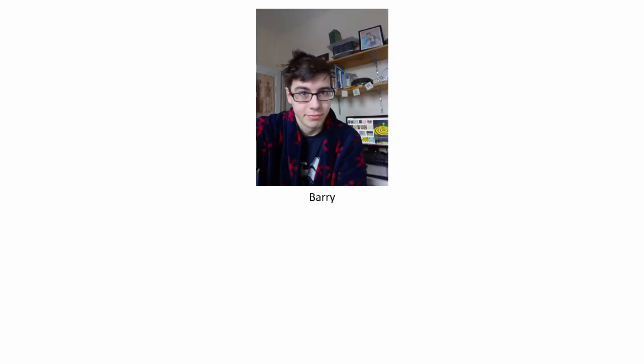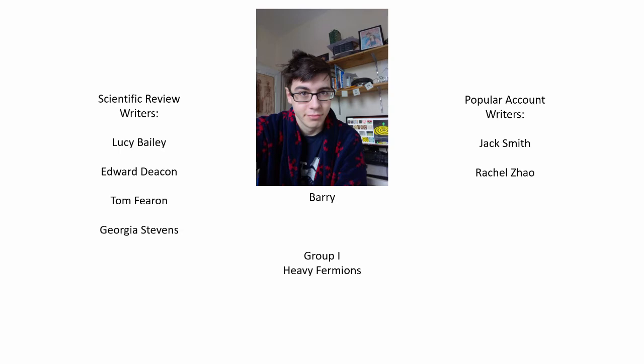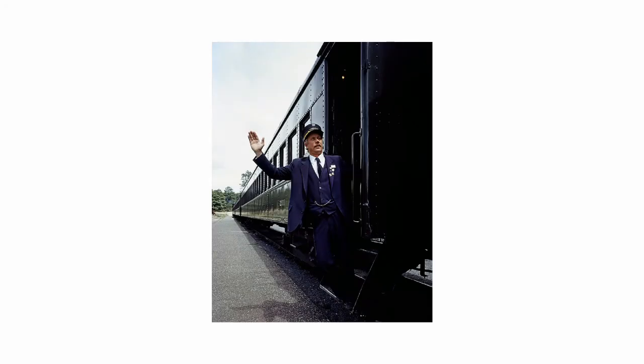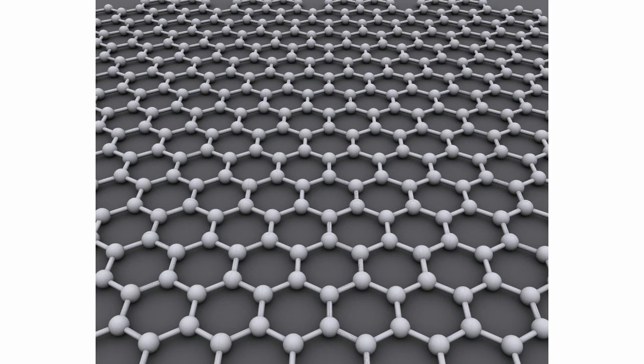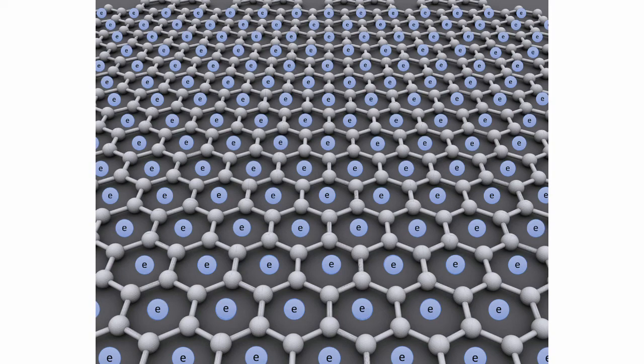I'm Barry, representing Group I, and I'm going to be talking at you about heavy fermions for the next 12 minutes. A conductor, in some models, is composed of a lattice of ion cores and a sea of delocalized electrons.